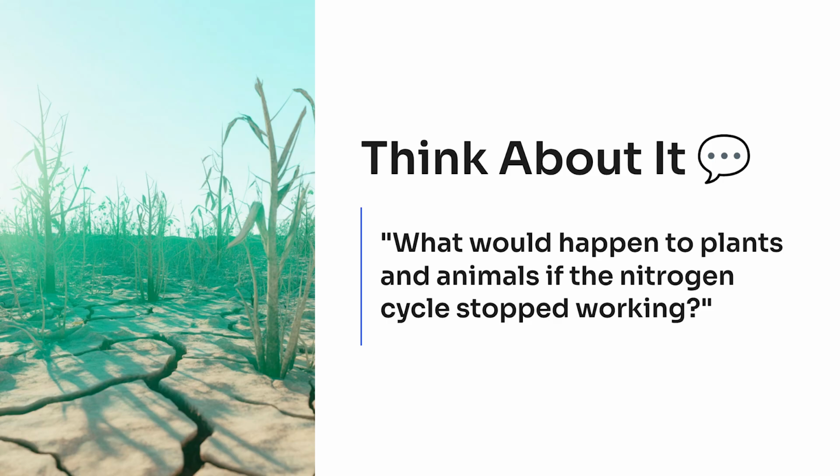Before we end our lesson, let's take a moment to think. Imagine what would happen if the nitrogen cycle suddenly stopped working. If nitrogen could no longer move between the air, the soil, plants, and animals, what would life be like? Plants would stop growing because they wouldn't get the nitrogen they need. Animals that depend on those plants for food would also struggle to survive. And eventually, humans would face food shortages and serious environmental problems.